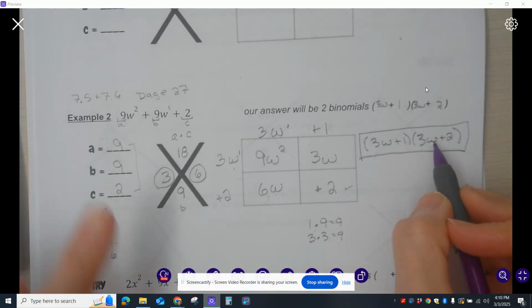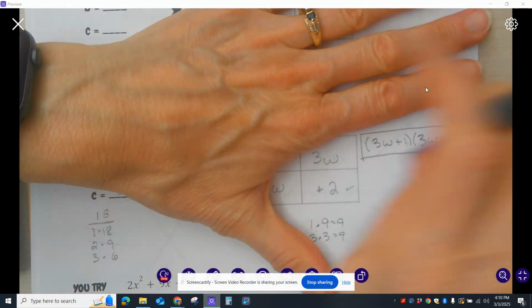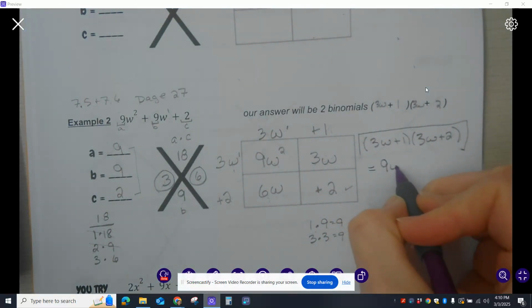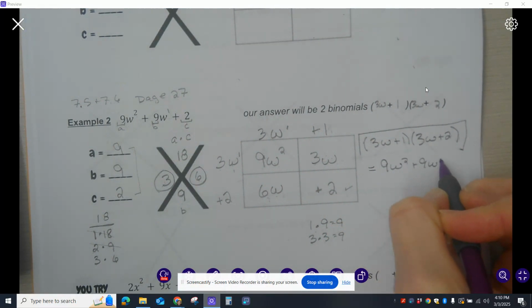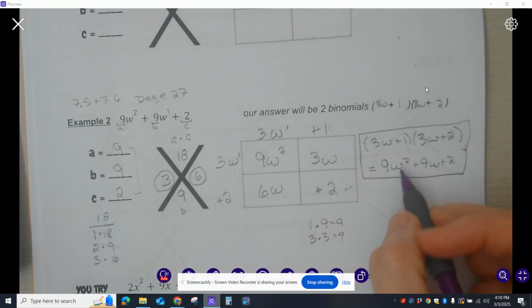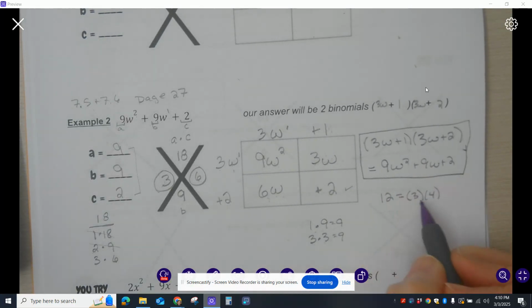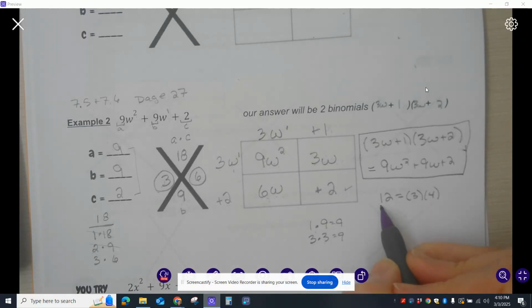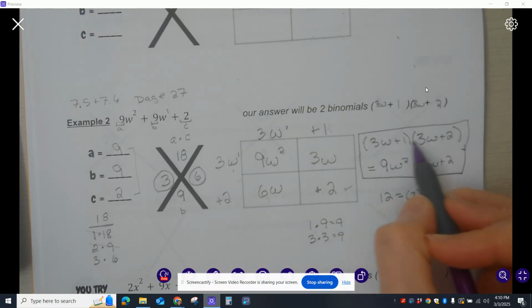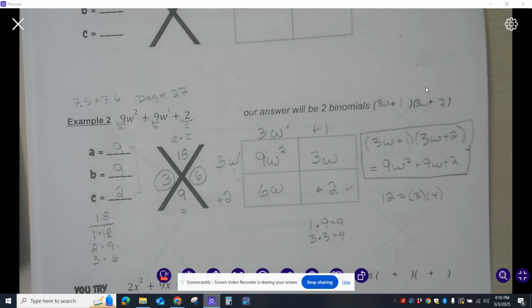So that is my factored form of this. So this is, actually I'm going to write that this is equivalent to 9W squared plus 9W plus 2. They are the same, they're just written in 2 forms. It's like saying 12 is the same as 3 times 4. This is equal to 12. This is just written in a different form. If you multiplied these 2 binomials together, you would get this. They are equal, they're just written in a different form.